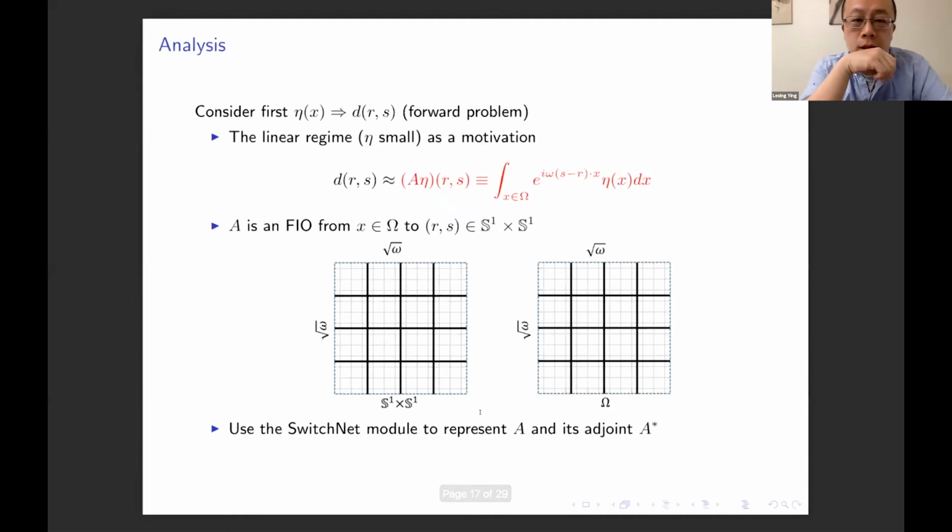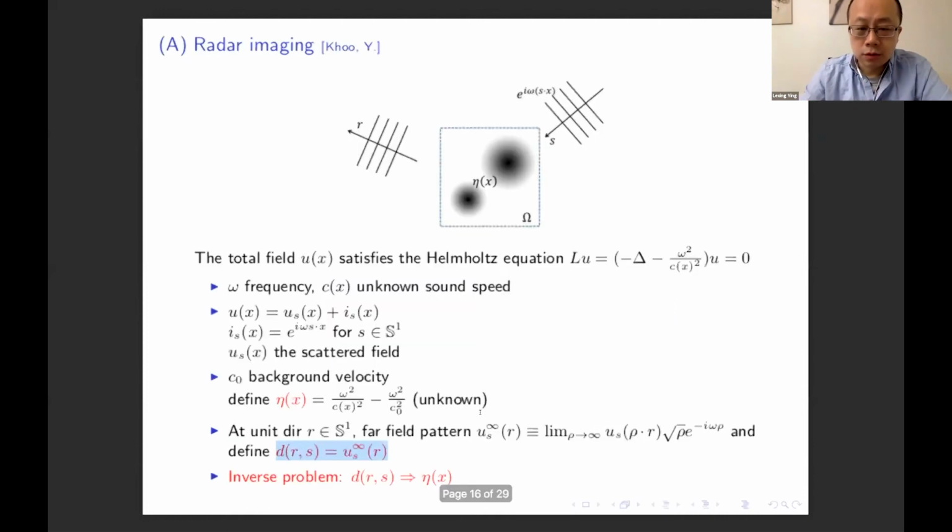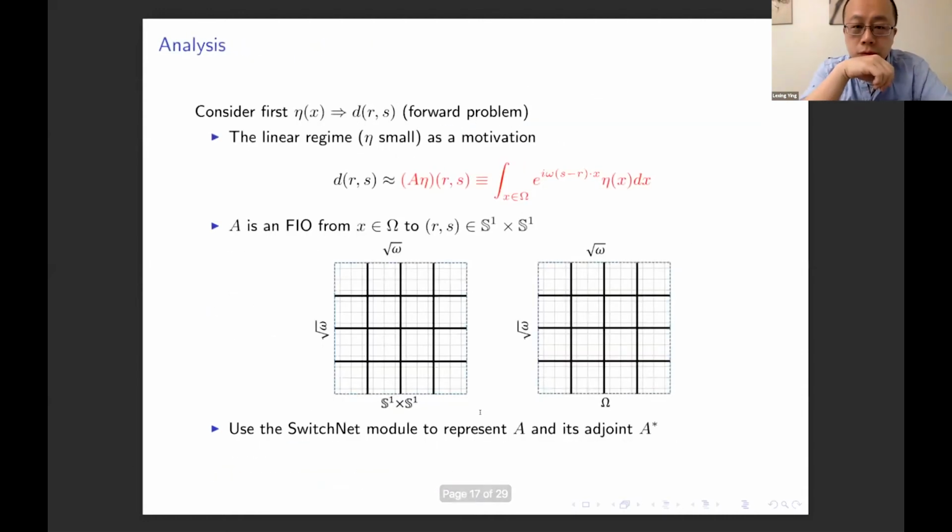Okay. Now, to work with the inverse problem, we're going to first look at the so-called forward problem. The forward problem is: suppose we know eta, how does D depend on eta? When we learn PDEs, we always study the forward problem first, to try to understand the physics. So let's make one assumption. Let's assume for the time being that eta is small, okay?